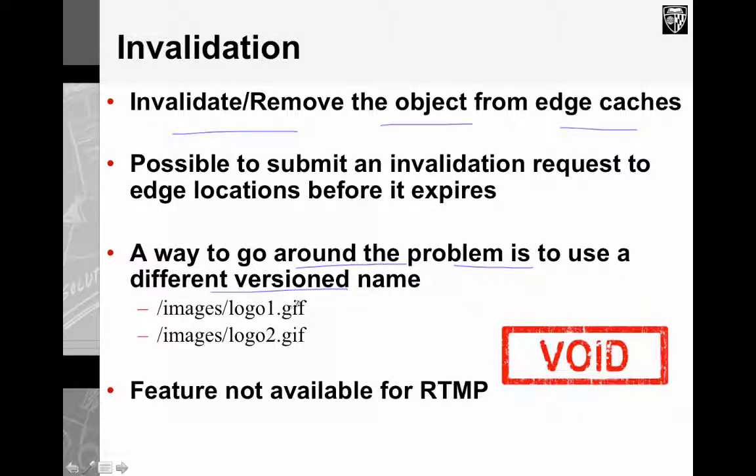For example, you may have a logo for your website, and logo is a perfect example of putting something in CDN. You may call the first version of the logo /images/logo1.gif. If the logo changes, then you can change it to /images/logo2.gif, and then you can change your web application to use logo2.gif. In this way, logo1.gif is there in the cache and it'll expire whenever it needs to expire, but logo2 is what is going to be used by the clients, because when they get to your website, they'll be seeing a new link to logo2. By the way, invalidation is a feature that is not available for RTMP.